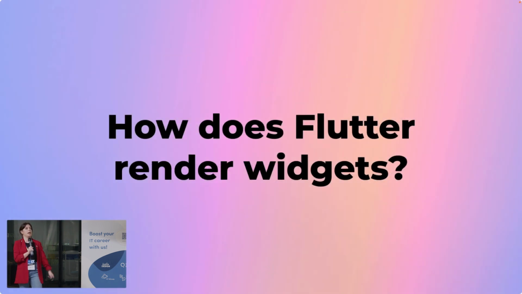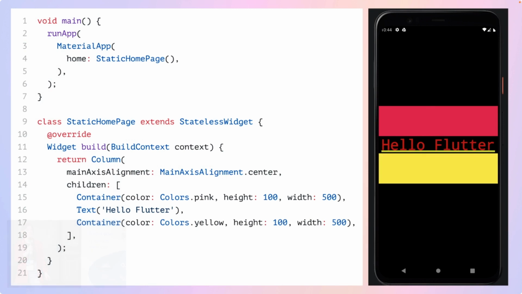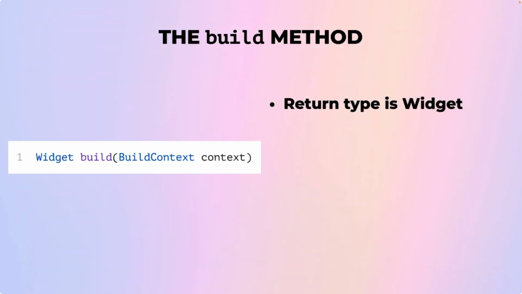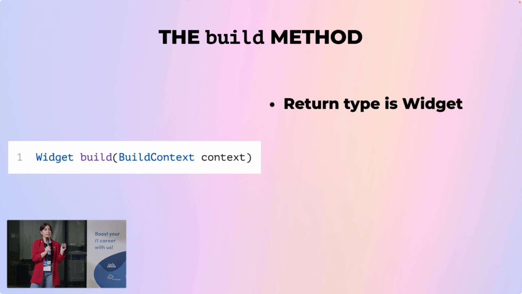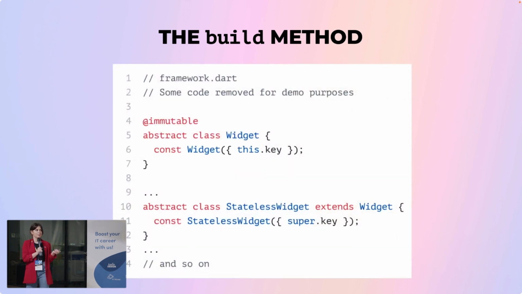So, how does Flutter render widgets? Today we will be talking about this super production-ready app that consists of 2 containers and the text in between them. Let's take a look at the source code. Basically, this is a simple stateless widget, and we can see that it overrides only one method called build. If we take a closer look at the build method, we see that its return type is a widget, right? But what is a widget?